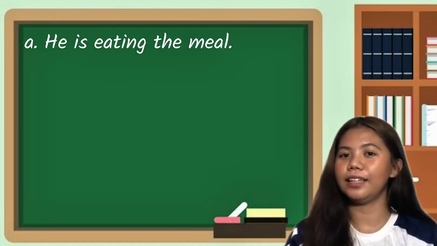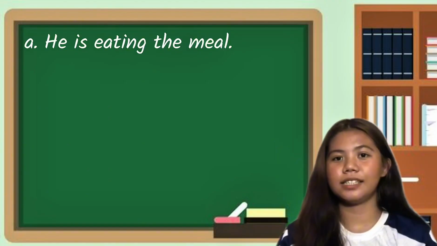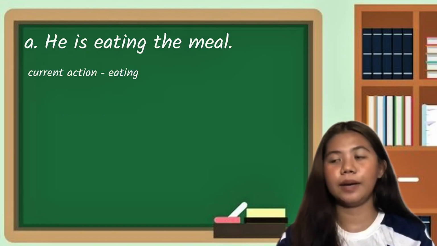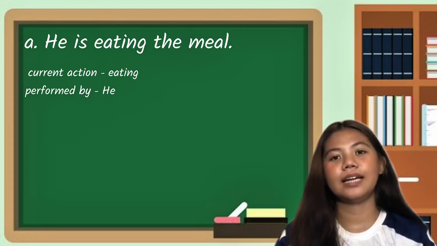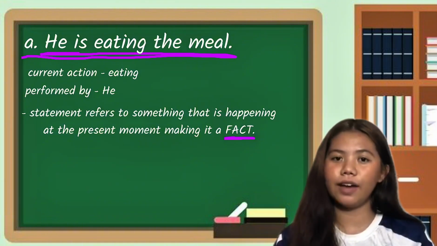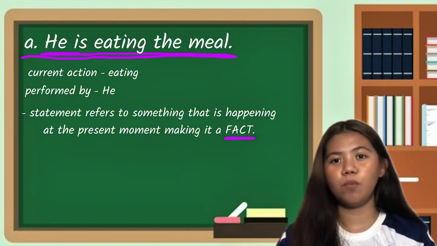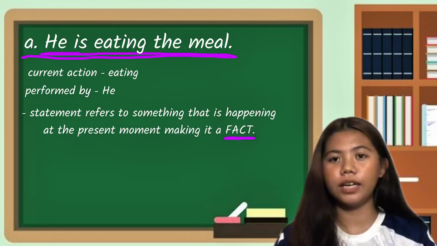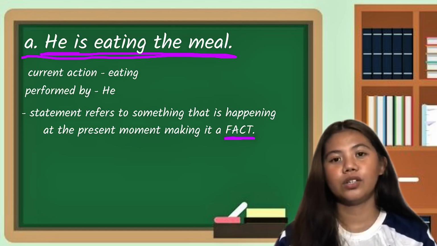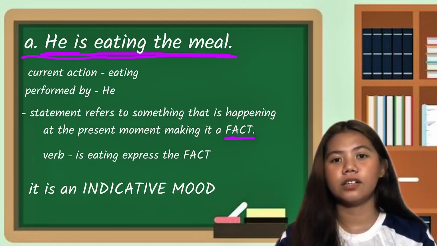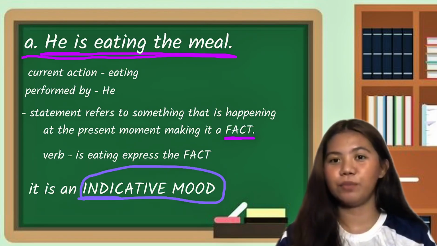Look at this example. He is eating the meal. This sentence is an example of indicative mood because it describes a current action, eating, being performed by him. This statement refers to something that is happening at the present moment, making it a fact. Simply, if someone is eating in front of you and you see him eating, obviously it is a fact. So here the verb is eating. It is used to express the fact. So therefore, it is an indicative mood.